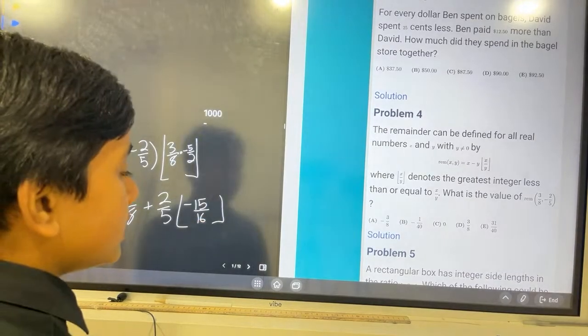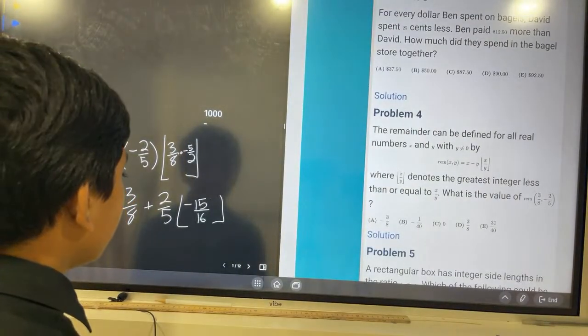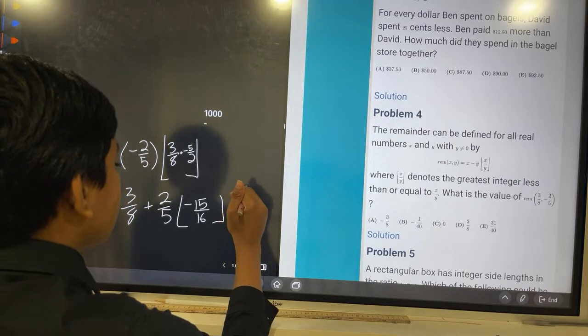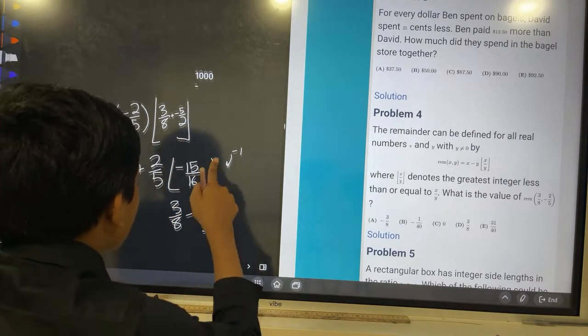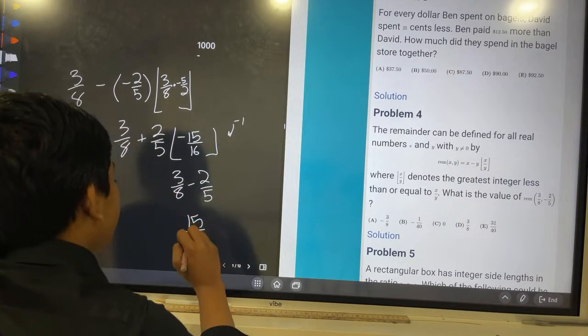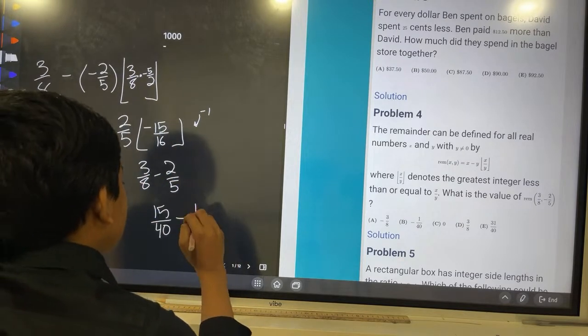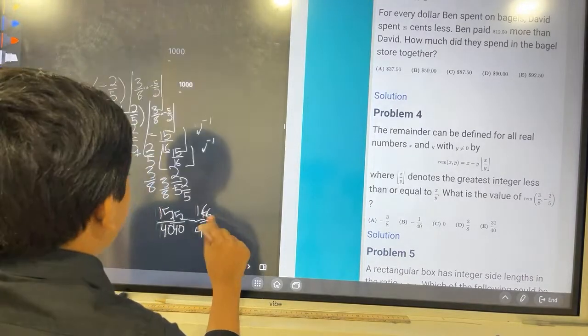Now, the greatest integer less than or equal to this one is negative 1. So we're going to say it's 3 over 8 minus 2 over 5, which is 15 over 40 minus 16 over 40, so negative 1 over 40.